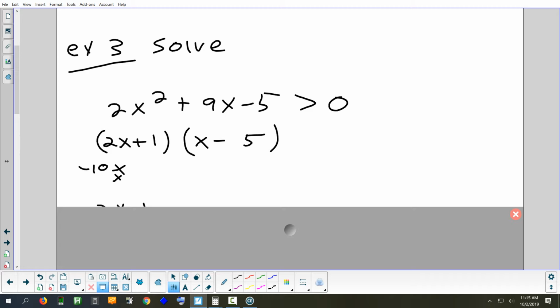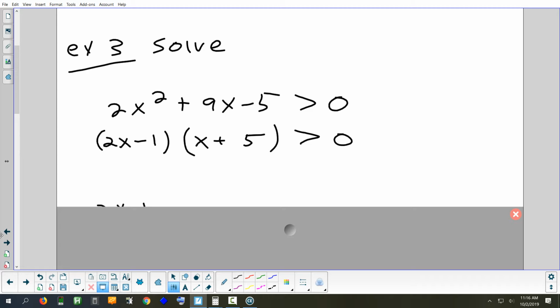No. So what do I have to switch? Yeah, the positive and negative. I should have done positive and negative. And now 2 times 5 is 10, negative 1 times x minus x, 10x minus x is 9x, perfect.